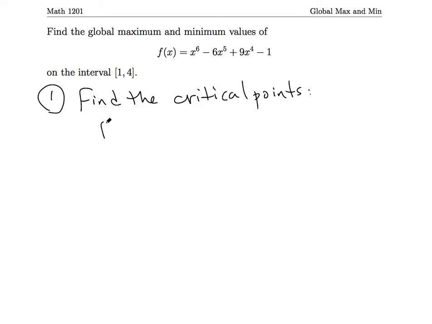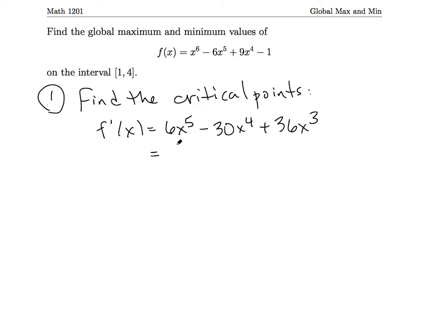To do that, we will take the first derivative. I'm just using the power rule to get this, so I have 6x to the 5th minus 30x to the 4th plus 36x cubed. This derivative is defined for all real numbers, so the only critical points that I will get are the ones where this derivative is 0.